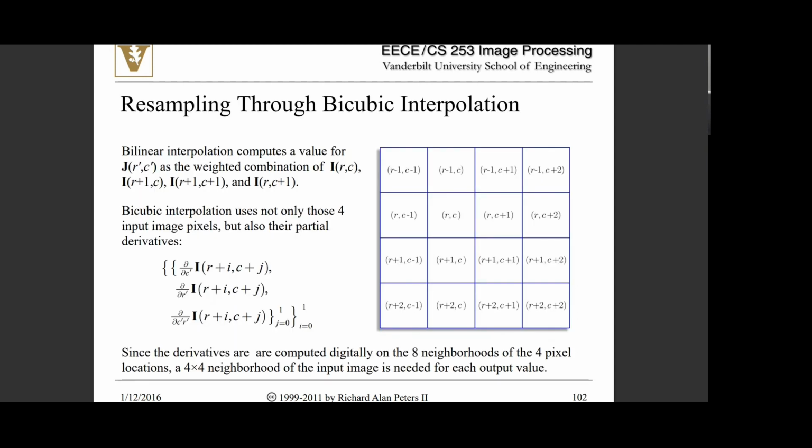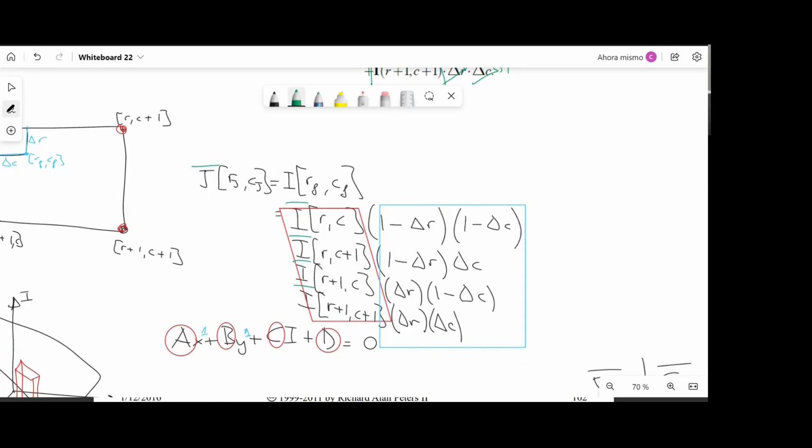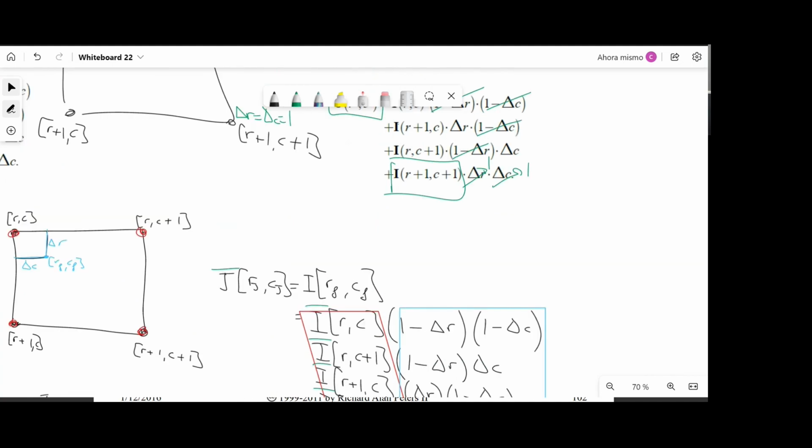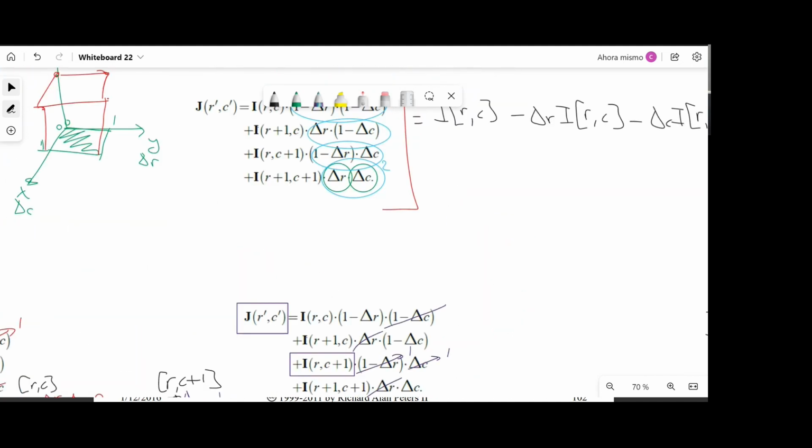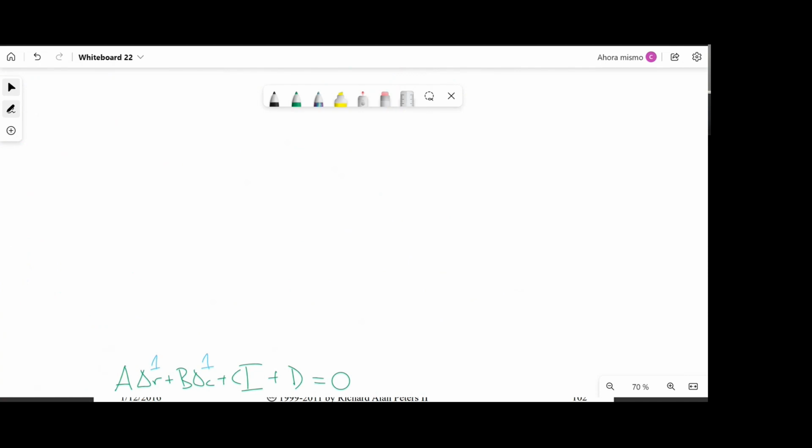Okay, so bicubic interpolation. We have focused on these 4 pixels here. So we have a fractional pixel here, and then we have taken the 4 nearest neighbors. But we know, let's look at this. You know the Taylor expansion. Let's look at the Taylor expansion. So let's go to some place where we have space.